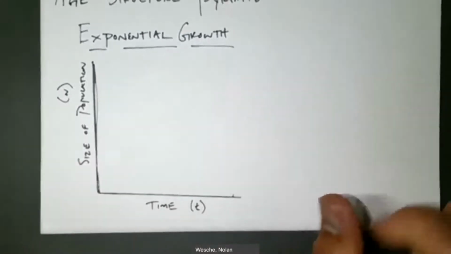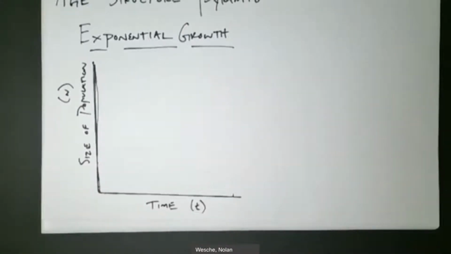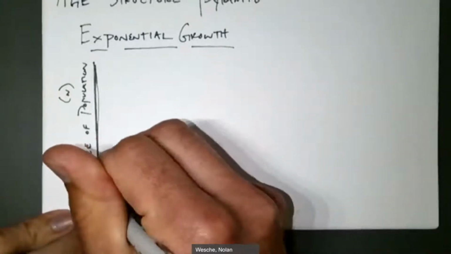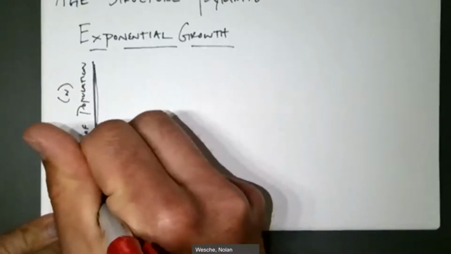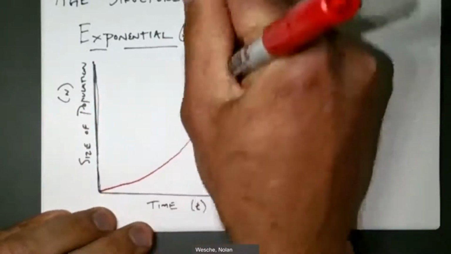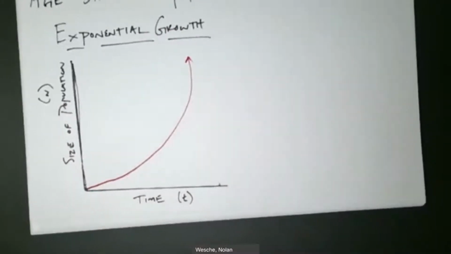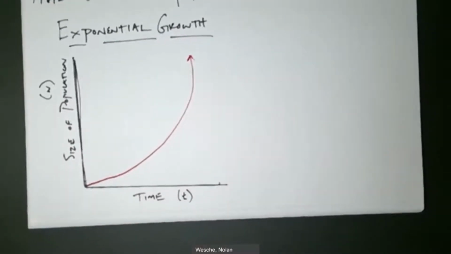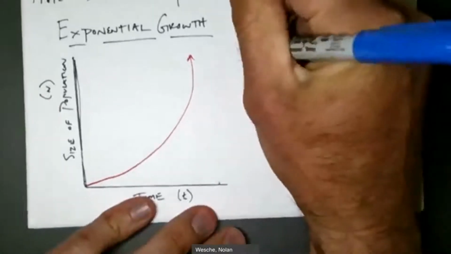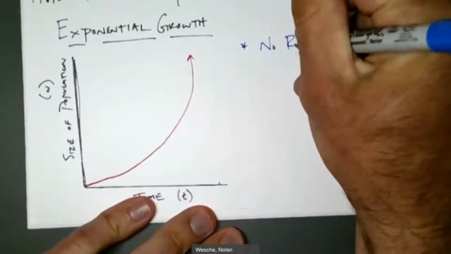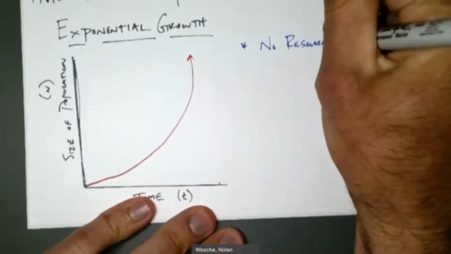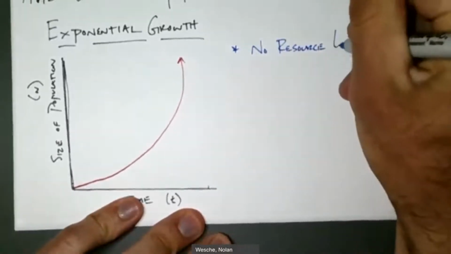And what we would see is that an exponential growth starts at the origin, time 0, and the population begins increasing, and we see this rapid increasing growth. If a population is going to grow like this, you would expect that there is no resource limitation.